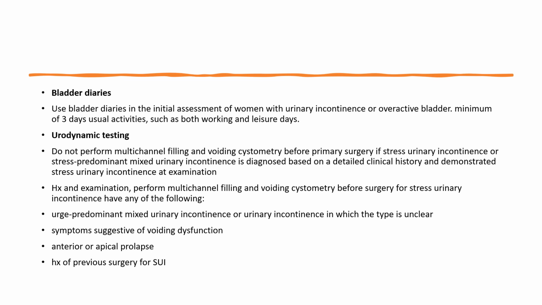recorded. Urodynamic testing: do not perform this as a first line before primary surgery if stress urinary incontinence or stress predominant mixed urinary incontinence is diagnosed based on detailed clinical history and demonstrated stress urinary incontinence at examination. Perform multi-channel filling and voiding cystometry before surgery for stress urinary incontinence in those who have any of the following: urge predominant mixed urinary incontinence or urinary incontinence in which the type is unclear, symptoms suggestive of voiding dysfunction, anterior or apical prolapse, or a history of previous surgery for stress urinary incontinence.